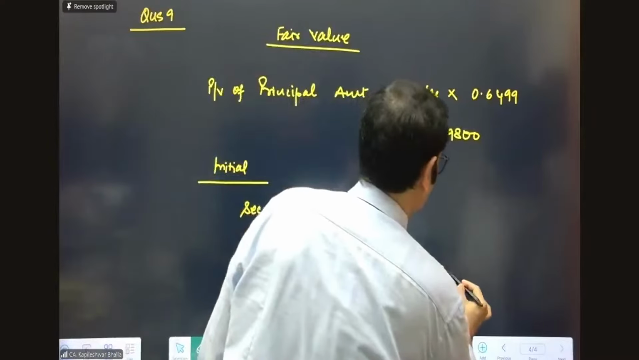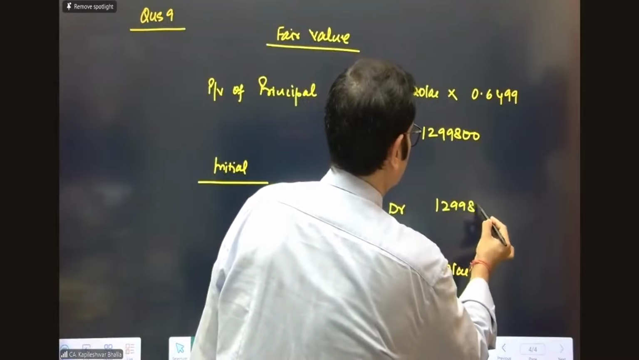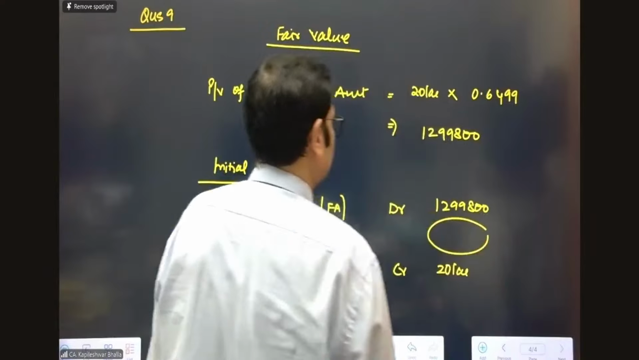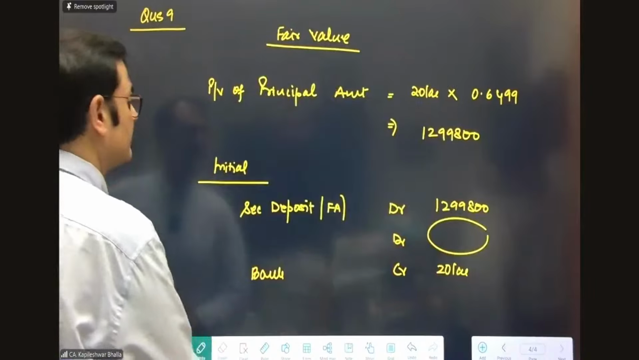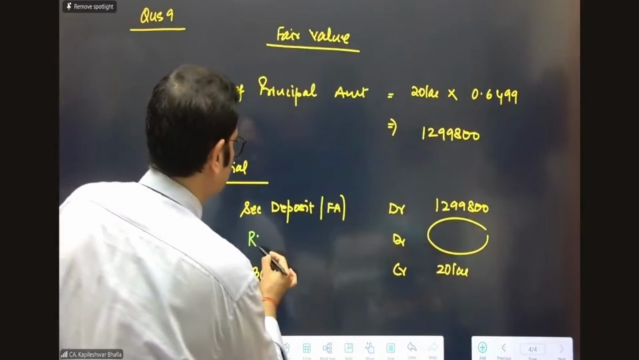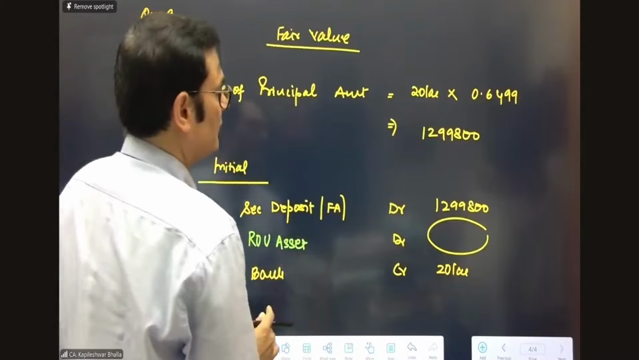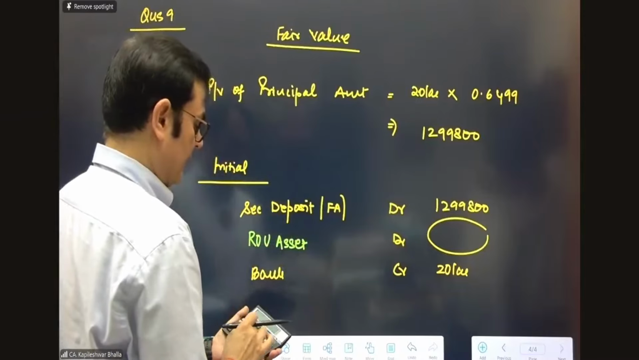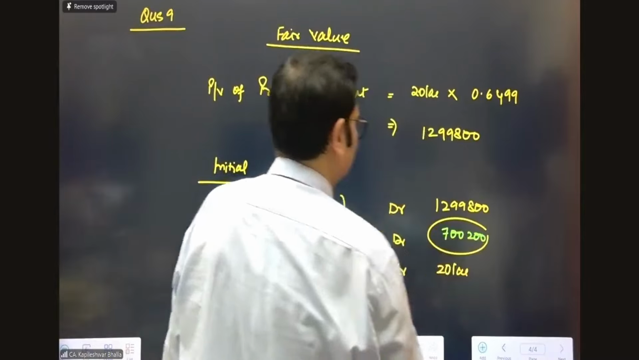So this is, of course, the transaction value, and this is the fair value. And I've already made it very clear that this difference, because of the lessor-lessee relationship, is going to be taken as right of use asset. So this is going to be minus 20 lakhs. It comes to 7,200,000 as the right of use asset.